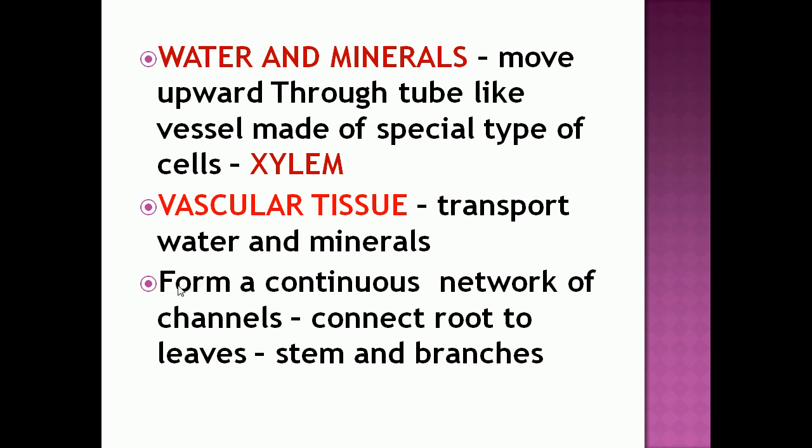Xylem forms a continuous network of channels. There is a continuous network of channels formed by the vascular tissue, which connects the root to the leaves, and from the leaves to the stem and branches. There is a connection from the root to the leaves and from the leaves to the stem and branches through the tube-like vessel called xylem tissue. Understood? So which is the tissue helpful for the transportation of water and minerals? Xylem tissue.